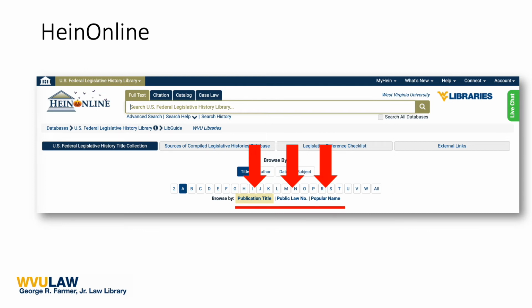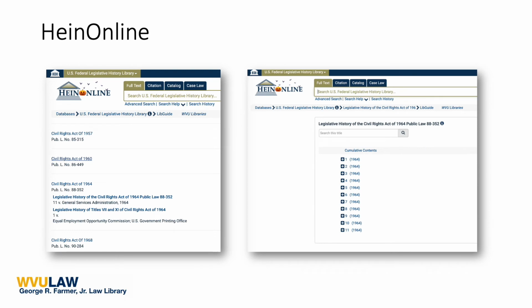So for example, by searching for the popular name of the Civil Rights Act of 1964, I find that there are 2 separate compiled legislative histories available on Hein Online. Contents of the compiled legislative history is organized as it would be in the print edition by volume. Browse the table of contents or search from here.